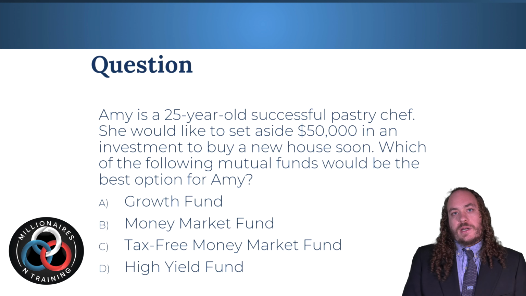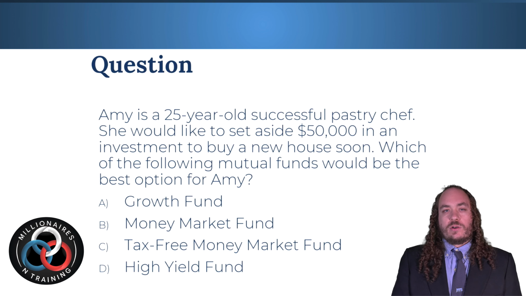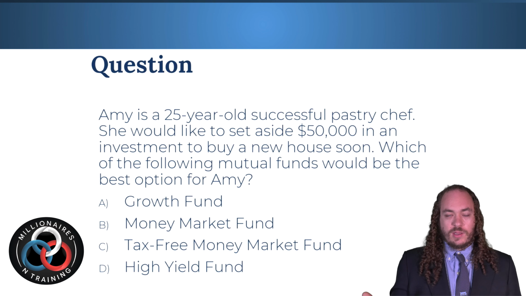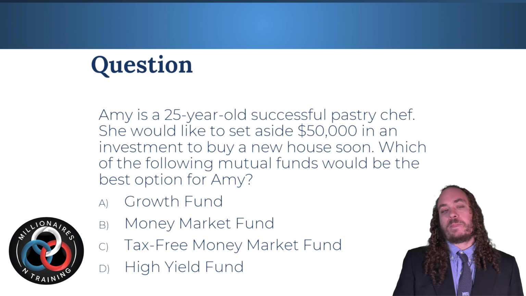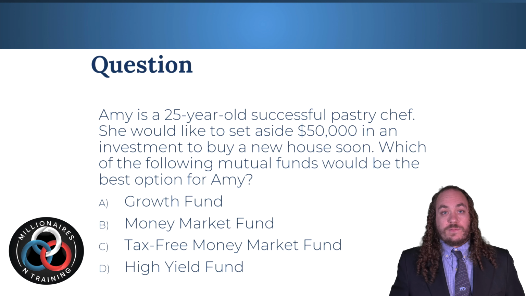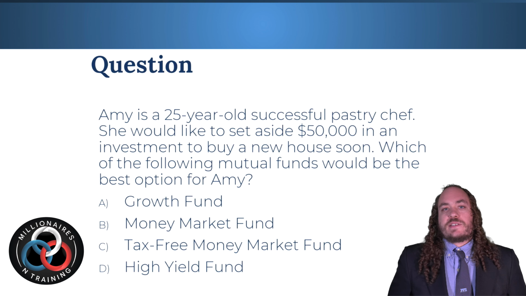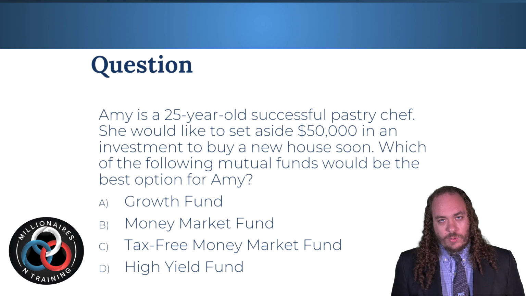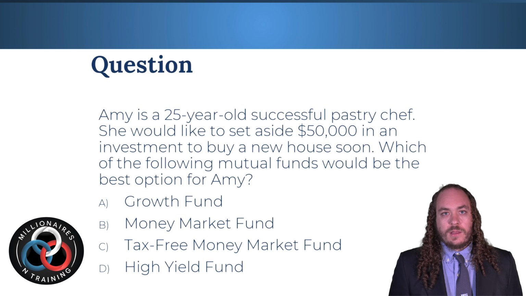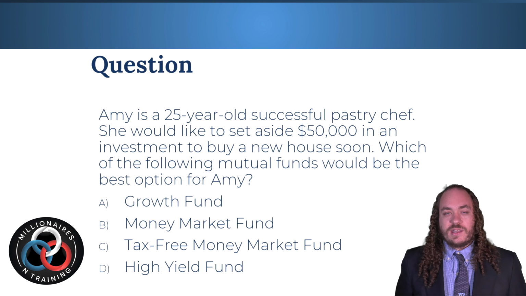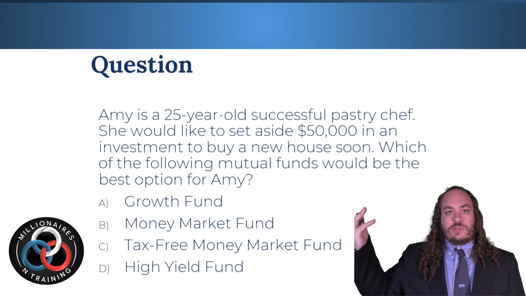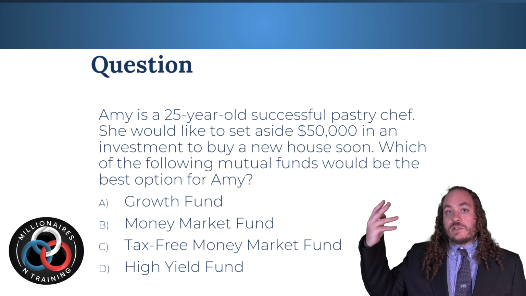Now, once we've read the entire question, let's go back and try to find our specific clues, giveaways for this question. So she's 25 years old and she's successful. That's our keyword there, successful. She wants to invest $50,000 to buy a new house soon, right? So what is the best option for Amy? This is very similar to the last question we had. However, when they tell us that she is successful, what does that indicate? That indicates that Amy is in a high tax bracket. So the money she earns, she's going to have to pay a lot of tax on that income.